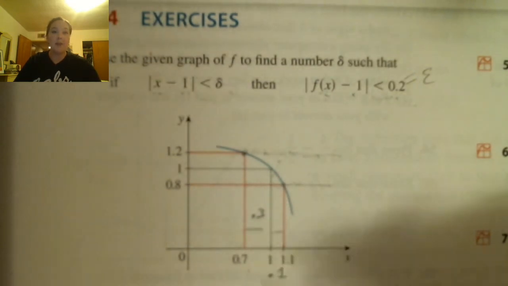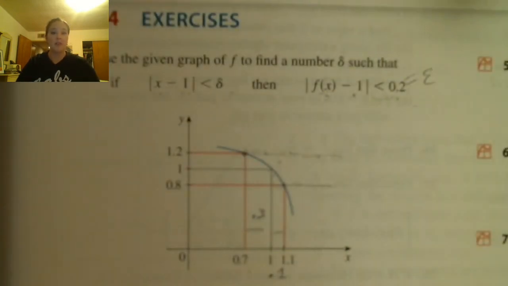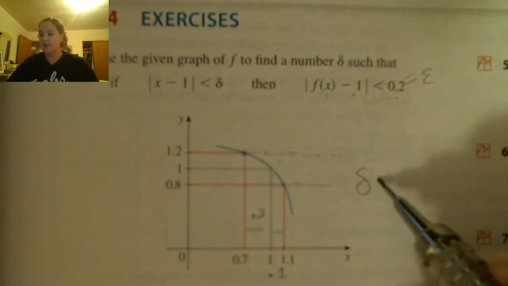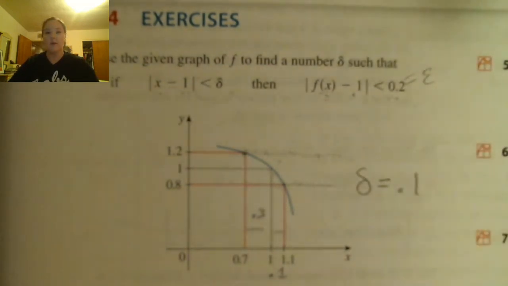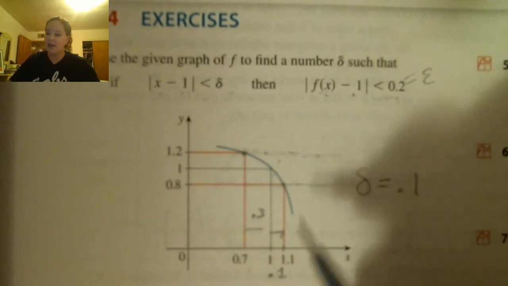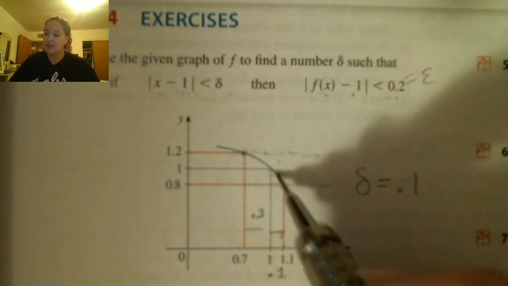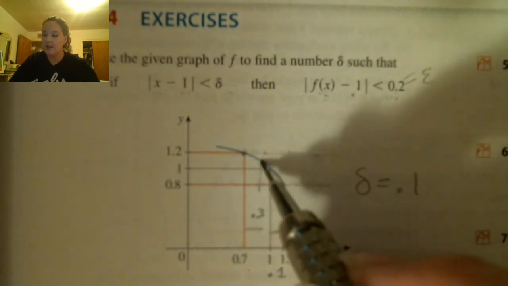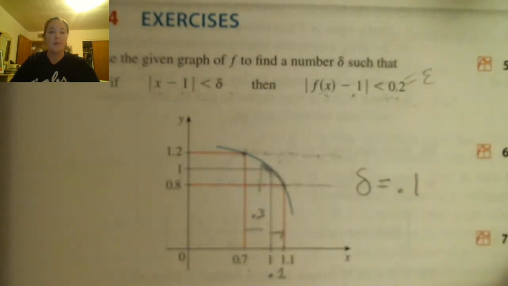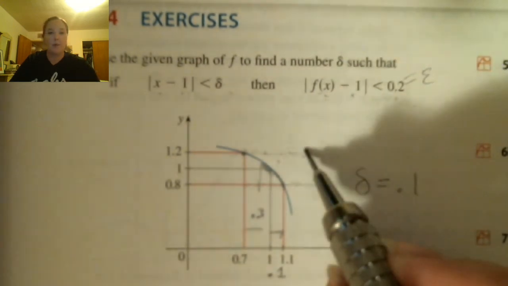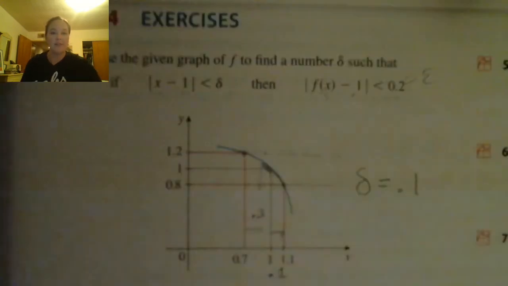So that means we're going to pick the smaller of these two. We're going to say that delta should be 0.1, because if x is within 0.1, that means we've not gone outside this line here, so we're talking about this side of the function, or we're here, so we're talking about this part of the function. And the y values will be between 0.8 and 1.2.